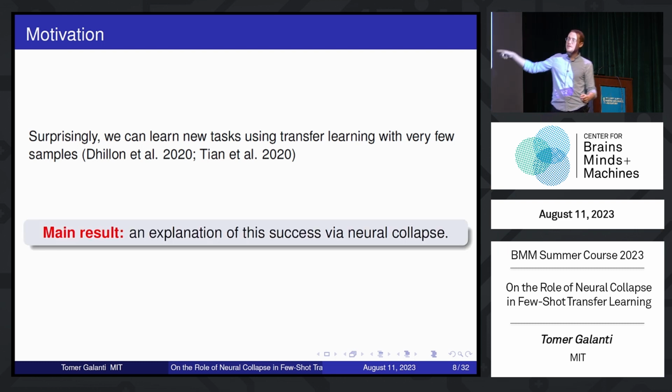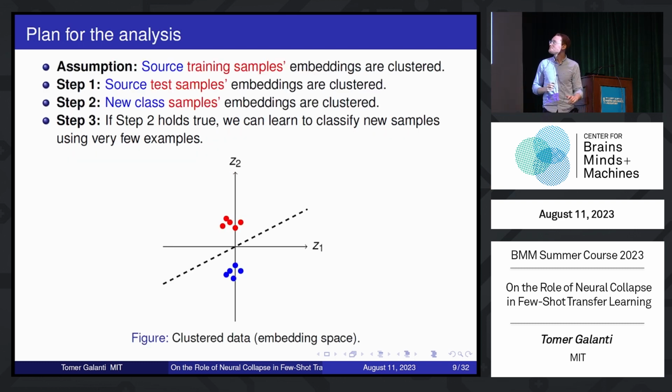So the goal is to explain transfer learning. The main result is to explain the success of transfer learning against FewShot Learning via the notion of neural collapse. Okay, that is the main thing here.